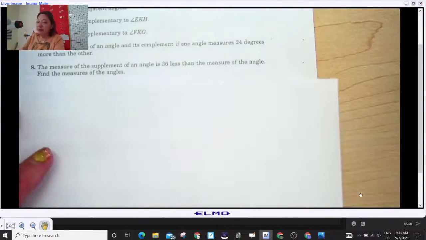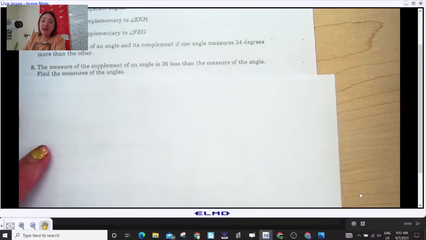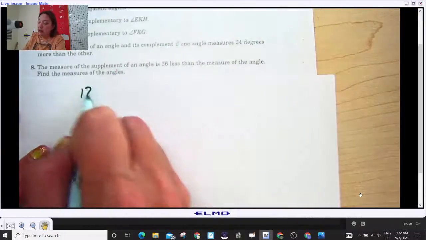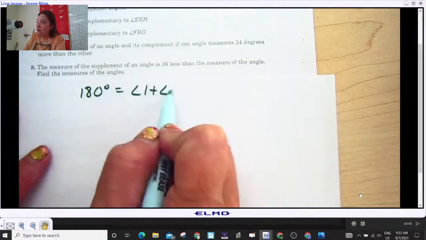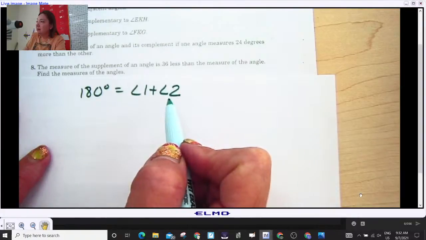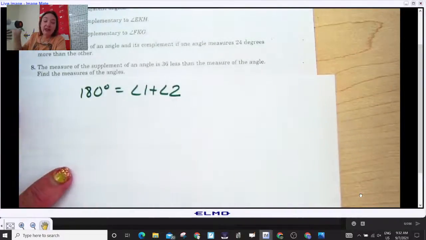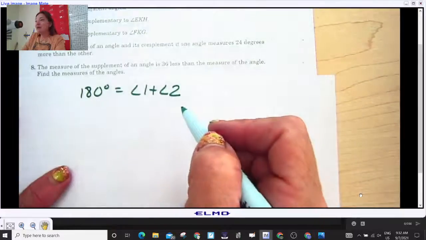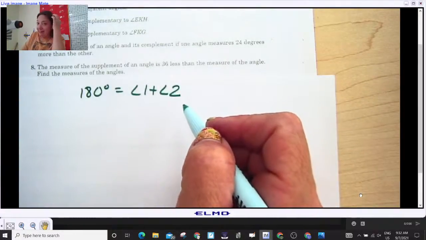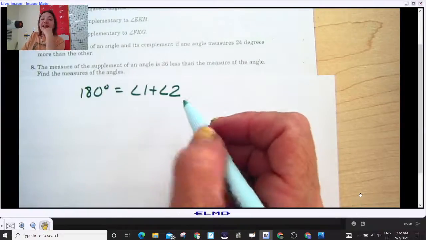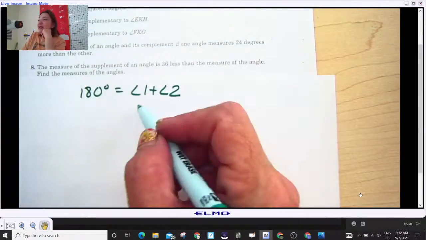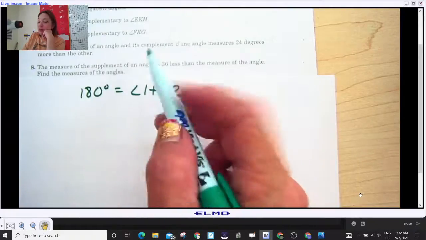Okay, number 8. The measure of the supplement of an angle. Now, what does supplement mean? 180. So this is going to be two angles that add up to 180. Huh? So we were wrong. Esteban was wrong. But simple math being wrong doesn't change the way you solve the equation. I didn't feel like that was right, but I was just going with it. That's embarrassing. Okay. Angle 1 and angle 2 is 180 degrees, right? That is what supplementary means.